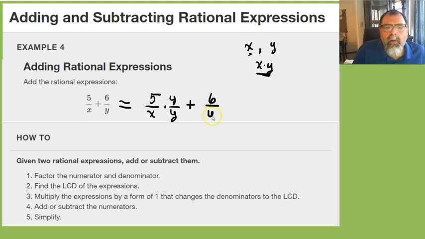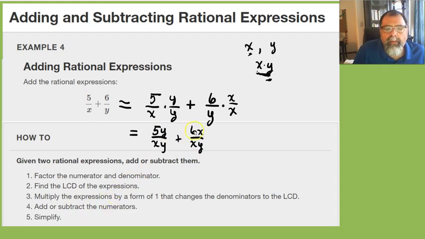Now for 6 over y, y is the denominator, so you already have the y, so you need to put in the x. So we do x over x. And then we get 5 times y over xy, 6x over xy.